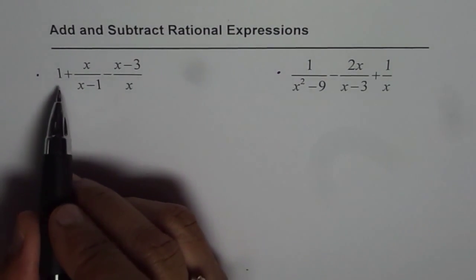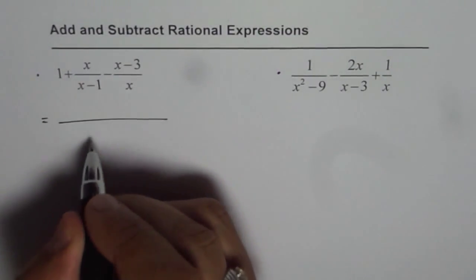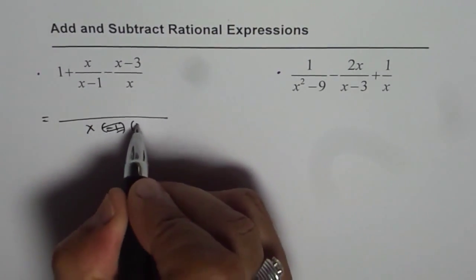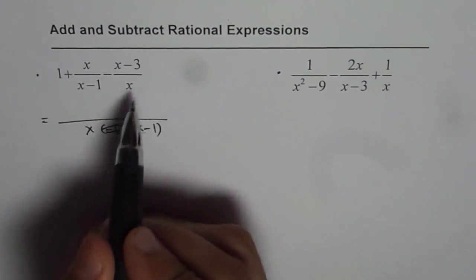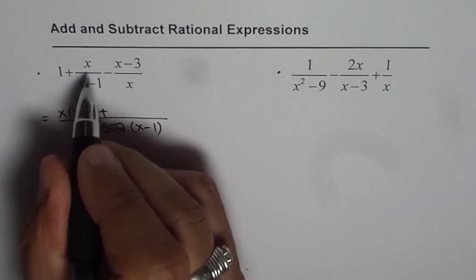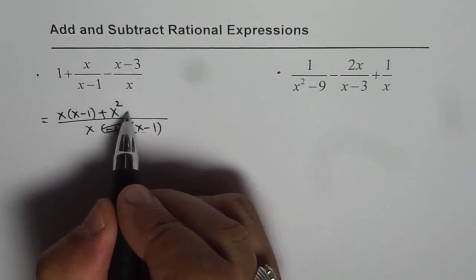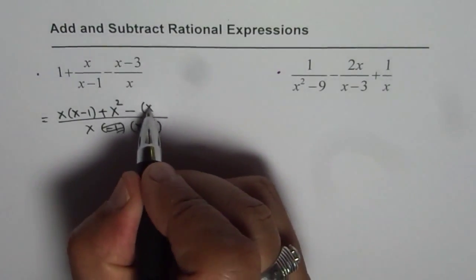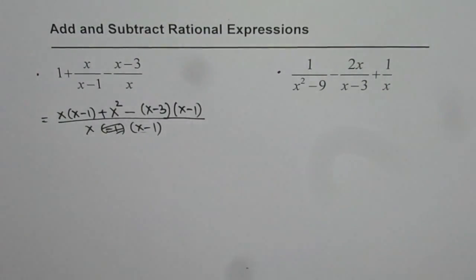Okay. Now here we have 1. The common denominator could be x times x minus 1. Correct. So that's the common denominator. 1 should get multiplied by both, right? So we have 1 times x minus 1. This plus x should be multiplied by x, right? So we have x squared and a minus sign. x minus 3 should be multiplied by x minus 1, right? So we have x minus 3 times x minus 1. I hope this step is clear to you.